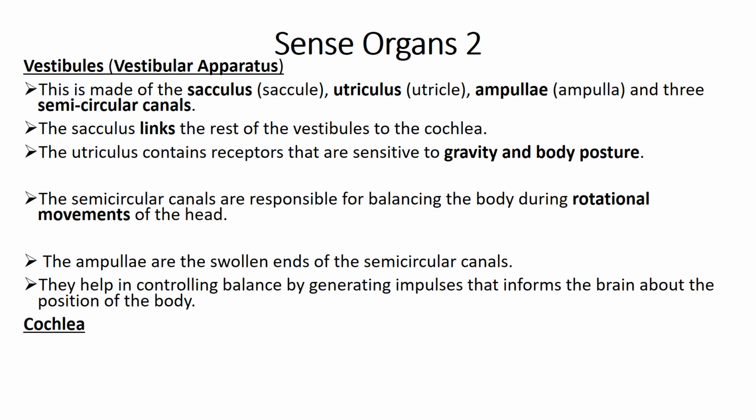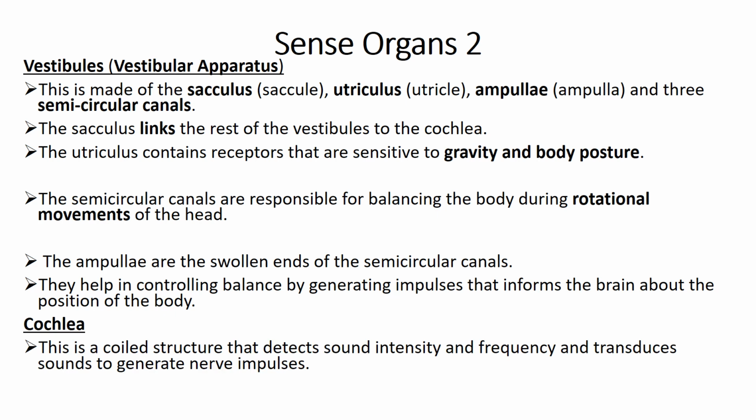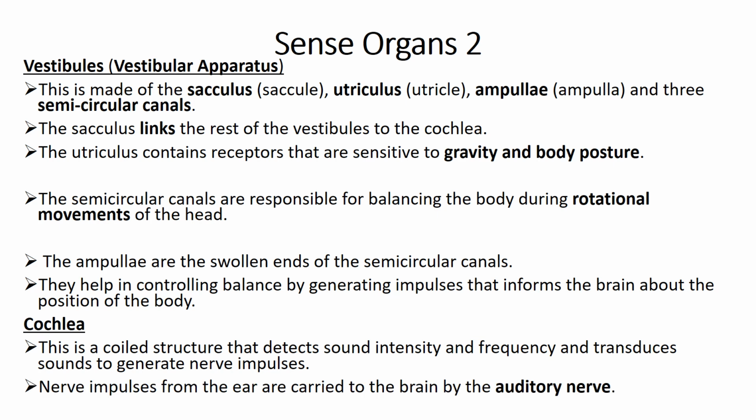Then we look at the cochlea. This is a coiled structure that detects sound intensity and frequency and transduces sound to generate nerve impulses. This is the one that does the actual job. When sound waves reach it, it will detect the frequency of that sound and the intensity, how big that sound is, and then it will change that into nerve impulses so that they are taken to the brain, so that the brain knows the sound that has reached the ear. Nerve impulses from the ear are carried to the brain by the auditory nerve, just like the optic nerve in the eye.